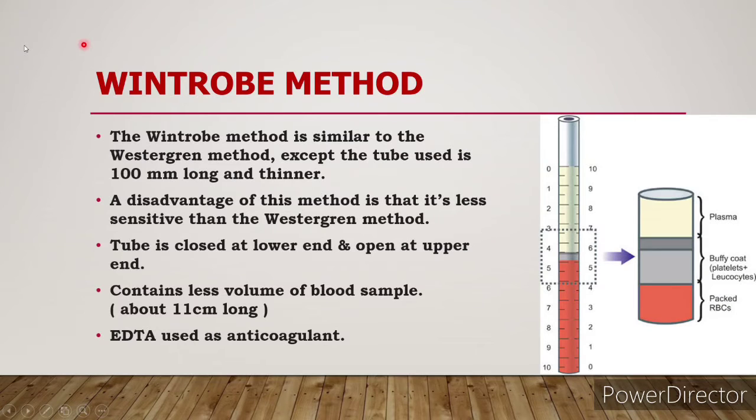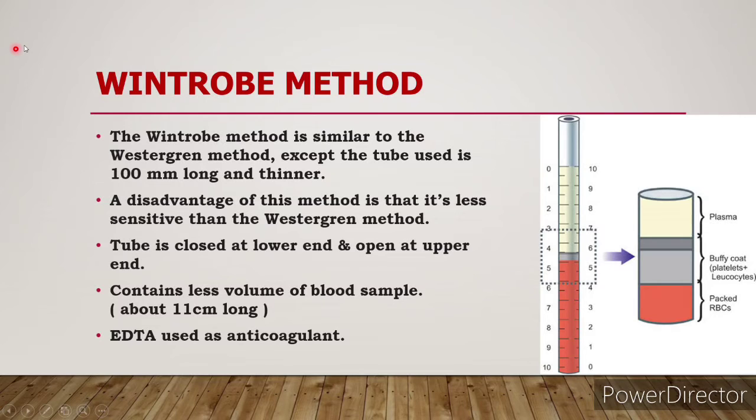Starting with the Wintrobe method. The Wintrobe method is similar to the Westergren method, except the tube is 100 mm long and thinner. A disadvantage of this method is that it's less sensitive than the Westergren method. The tube is closed at the lower end and open at the upper end. It contains less volume of blood sample because it is just 11 centimeters long. And the anticoagulant used is EDTA, that is ethylenediaminetetraacetic acid.